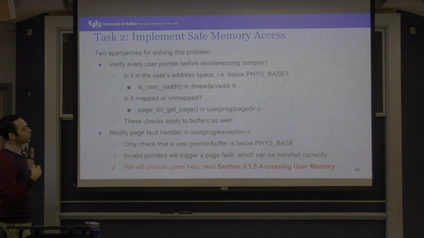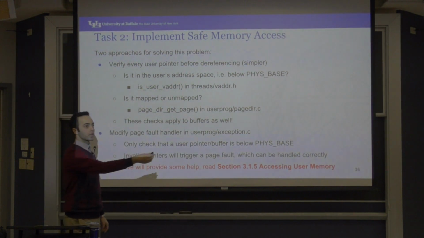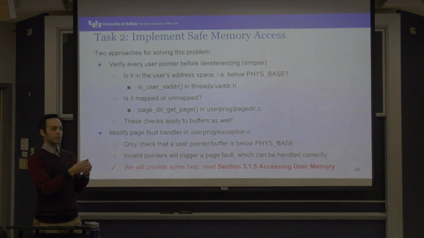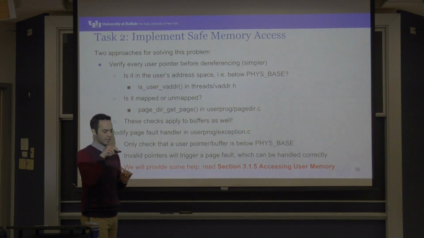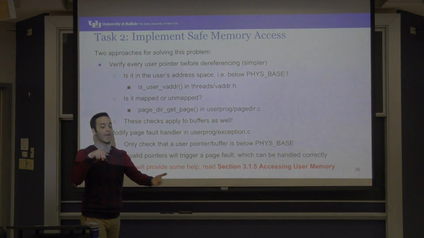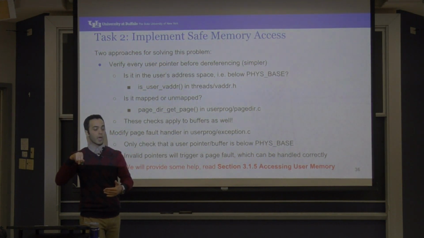So there are two ways to approach it. First thing is whenever you're given a pointer or a buffer from the user side, the kernel basically checks it before accessing it. Okay, is this pointer accessing somewhere that is in the user memory first? Is the end of the buffer in the user virtual memory?